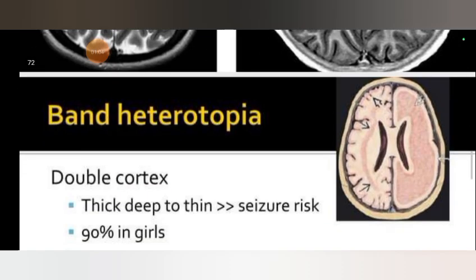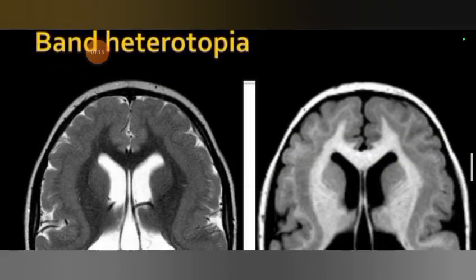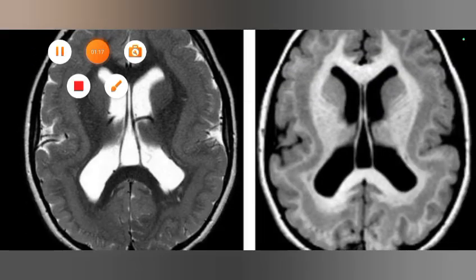These pictures show band heterotopia, double cortex: thick cortex superficially, deep to a thin band. Seizure risk is more than 90% in girls. Band heterotopia.